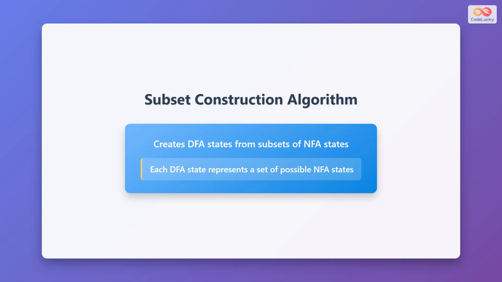The subset construction algorithm is the method we use to convert an NFA to a DFA. The core idea is that we create DFA states from subsets of NFA states. Each state in the resulting DFA corresponds to a set of possible states the NFA could be in after processing a given input.